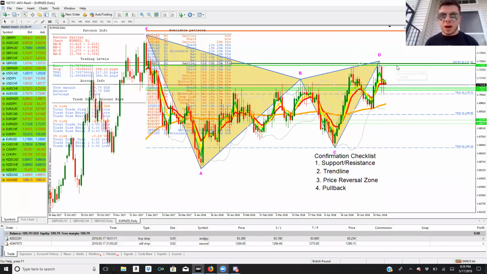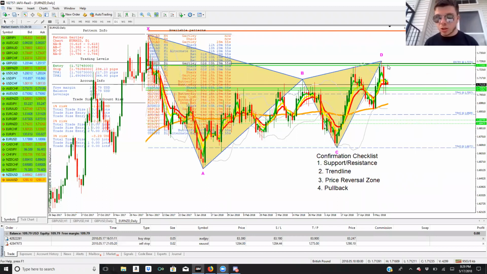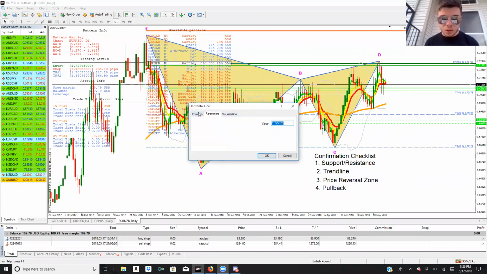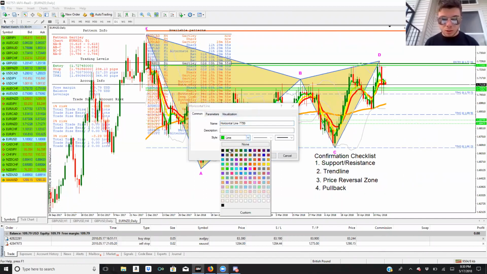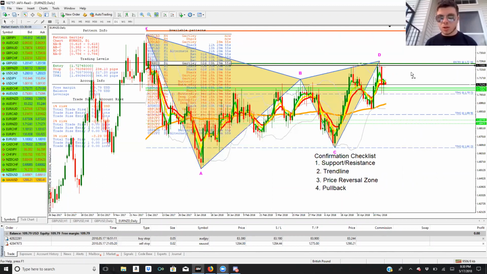Now, it's obviously right at that green line. Usually the entry is going to be at a support or resistance already. But I'm going to go ahead and change the color so you guys can actually see this a little better. And we're just going to make it black.